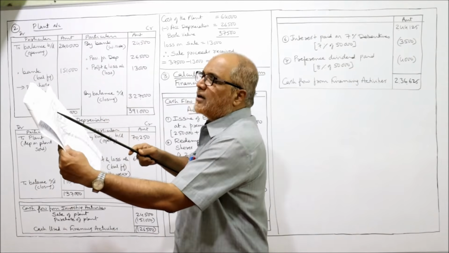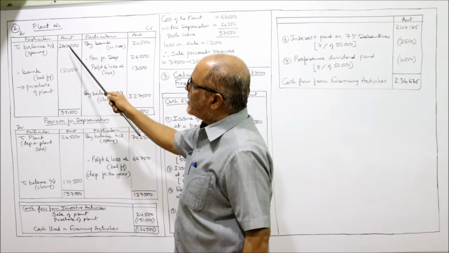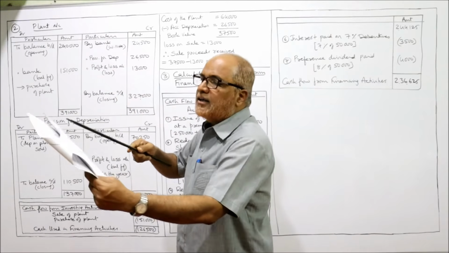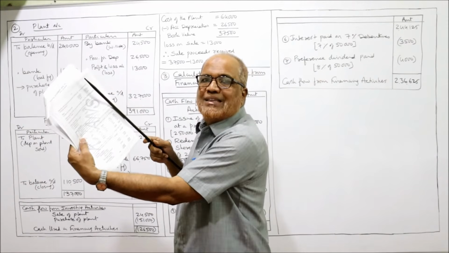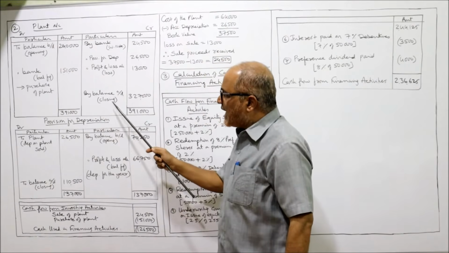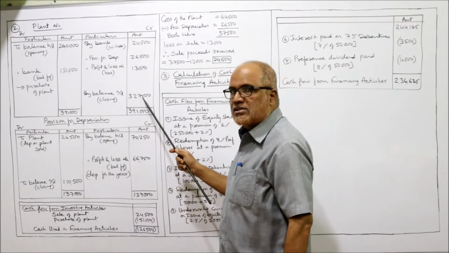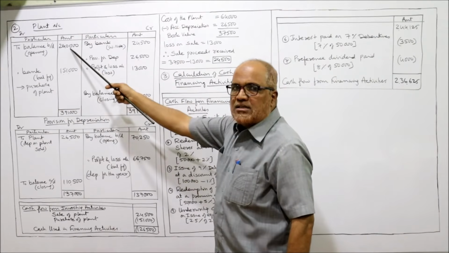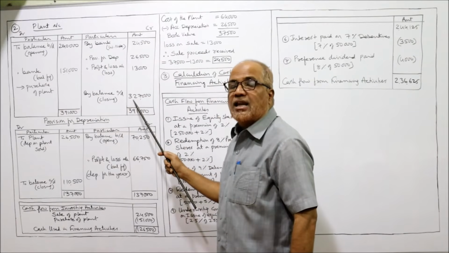So last year plant value is 2,40,000, so I have taken 2,40,000. Current year plant value is 3,27,000. So by balance carried down closing 3,27,000. Opening balance debit side and closing balance credit side.